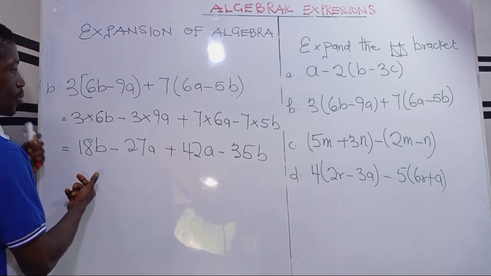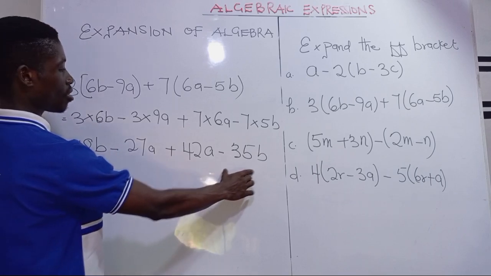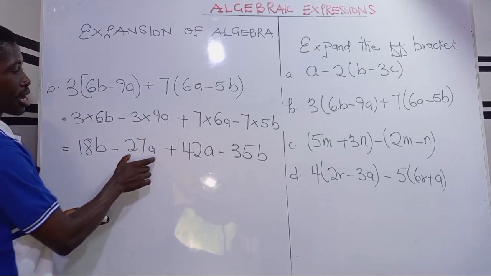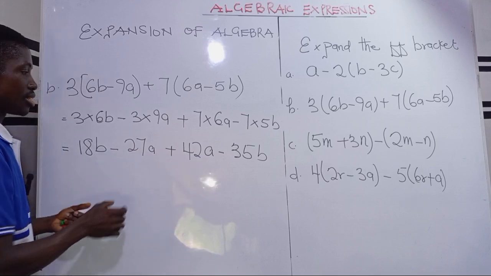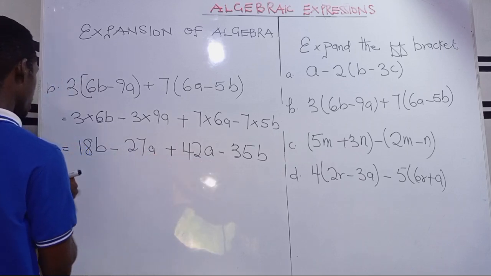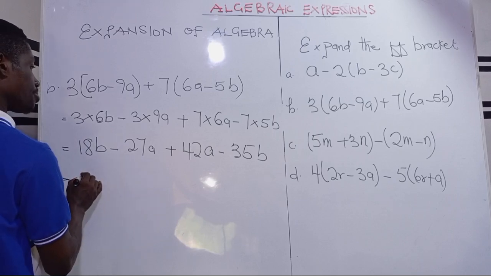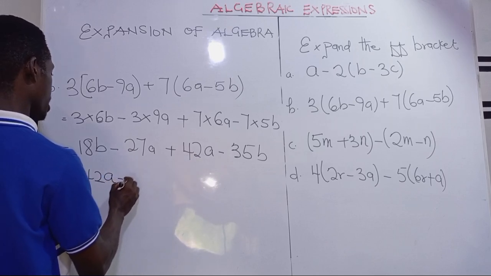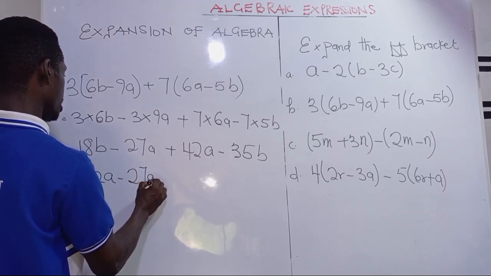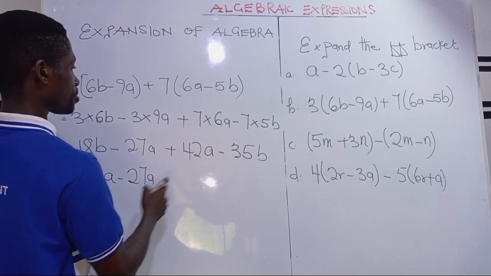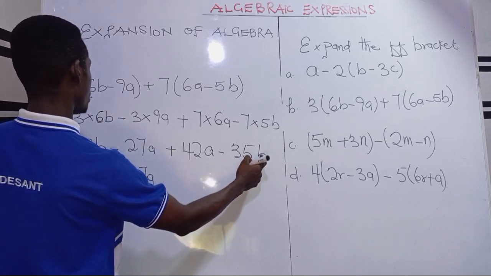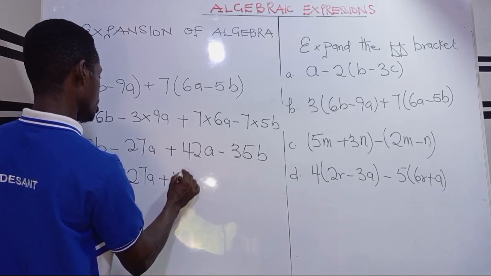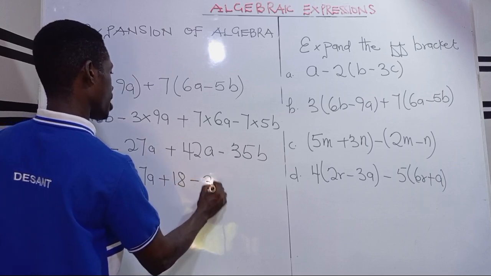So we are at the point of what? Addition and subtraction of algebraic expressions. As we learned in our previous lesson, we are going to group what? The like terms together. So we have a and a, so we can group them together. So we have 42a minus what? 27a. And then we have b and then what? b. So we are going to get plus 18b minus what? 35b.